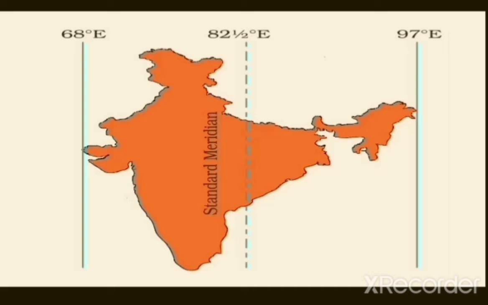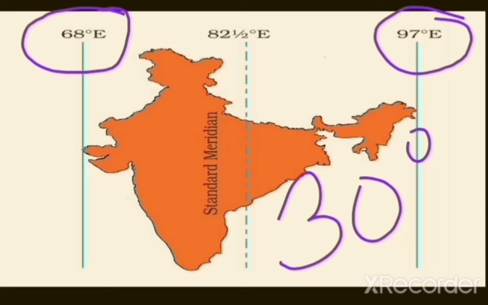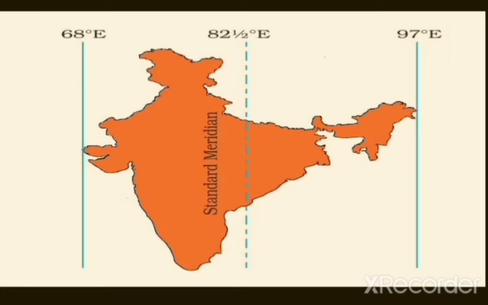Let us take the example of India. As you can see, the eastern longitudinal extent of the country is 97 degrees east, and the western longitudinal extent of the country is 68 degrees east. So there is a difference of about 30 degrees. That means the eastern part and the western part of the country have a time lag of 2 hours.